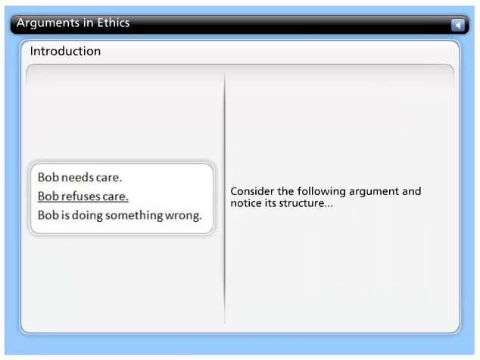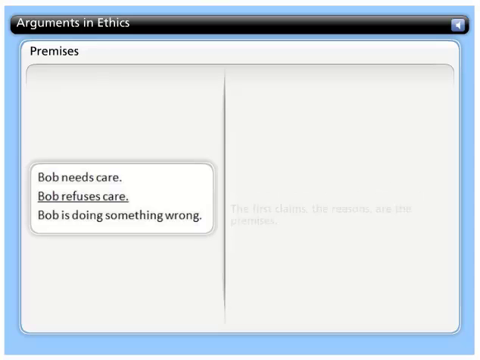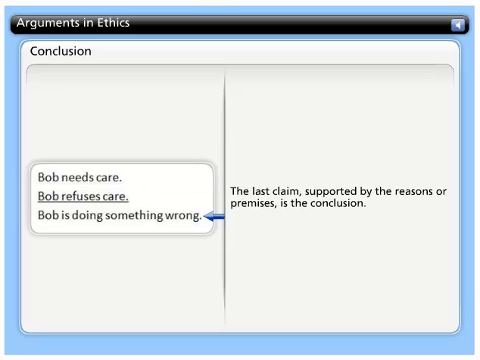So let's think about this problem. I want to talk about arguments in ethics. An argument is a set of claims in which some of the claims are given as reasons for believing another claim. We call the reasons premises. The claim that the reasons are supposed to support is called the conclusion.